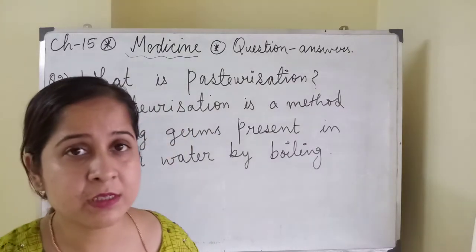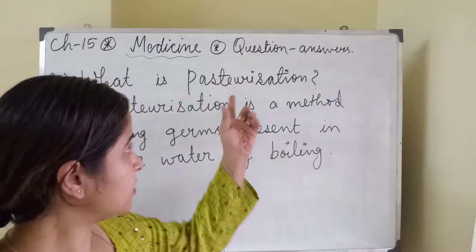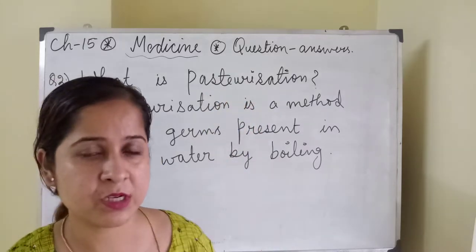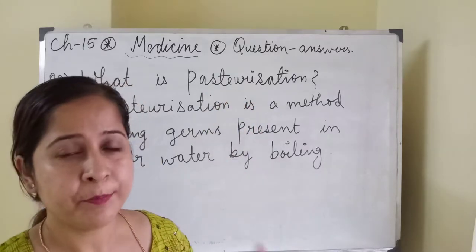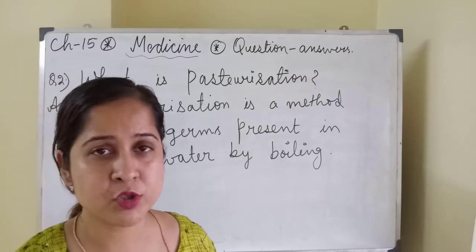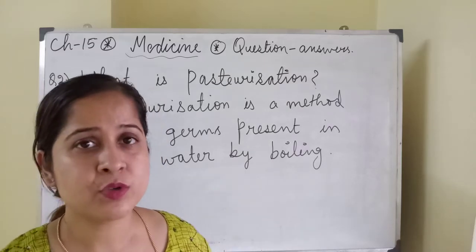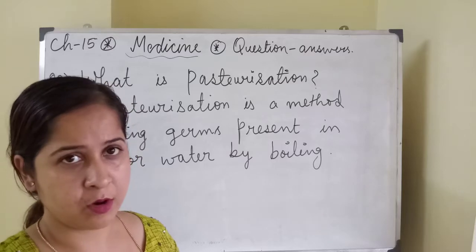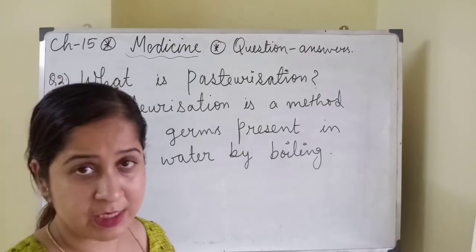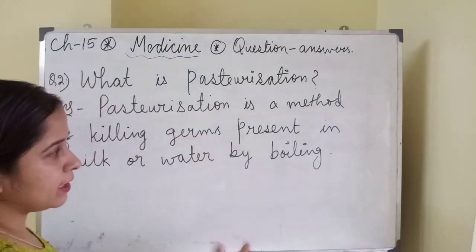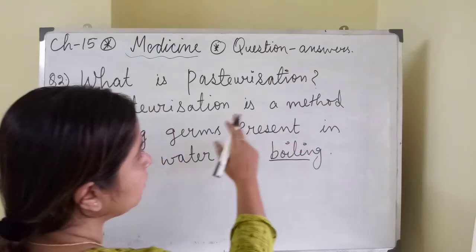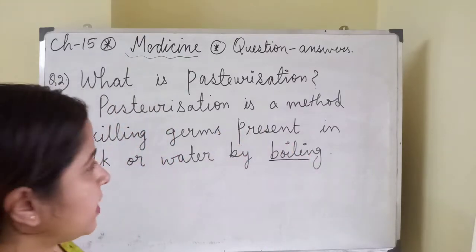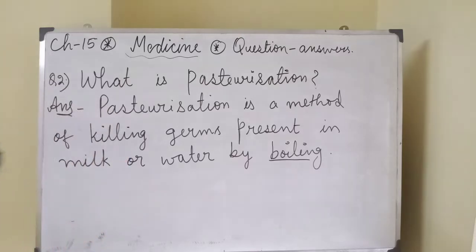Pasteurization is the method of killing germs which are already present in milk or water. Before consuming milk or water, we should boil it so that the germs present in these liquid things are killed by boiling, and it was invented by Louis Pasteur. Please write down this question number 2 answer in the notebook.